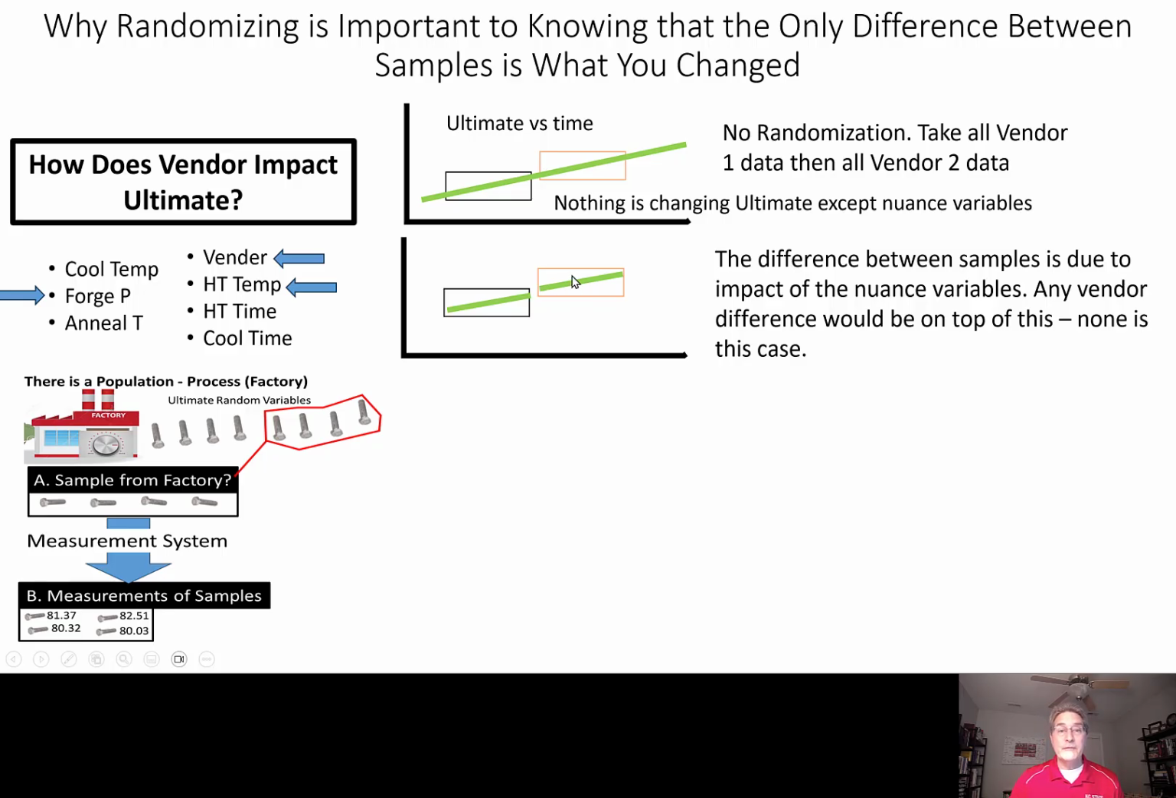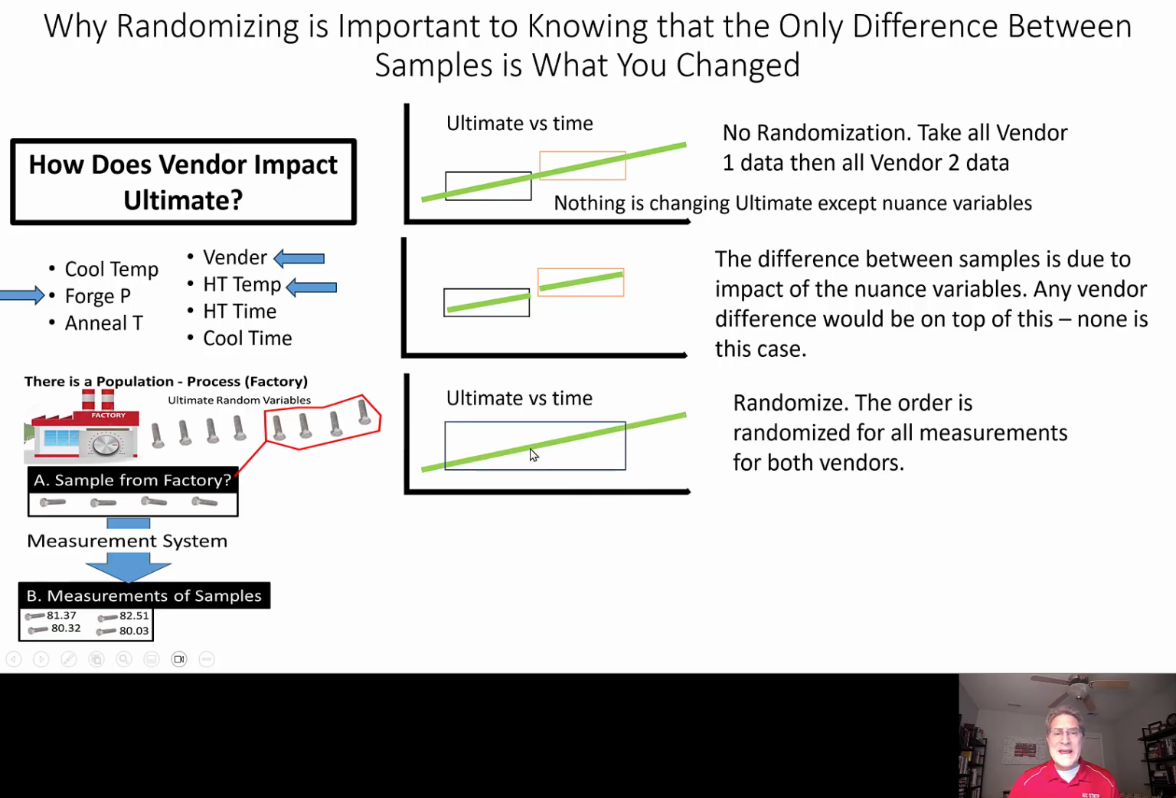If the vendor made a difference, it would be on top of this, but it would be confounded. That's a statistical term we use. It would be confounded with the impact of these nuisance variables. So instead, this is what we're going to do. We're going to randomize our readings all across the entire time period. So let's say we're going to take 10 readings of each vendor. We would go on the paper and put 1 through 10 and put vendor 1. We would put 11 through 20 and put vendor 2. We would assign a random number to all of those. Then we would sort the random numbers in ascending or descending order.